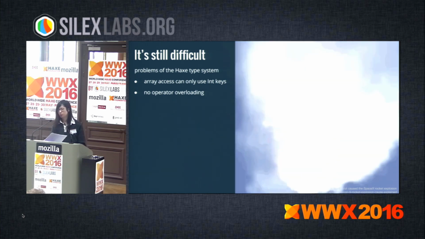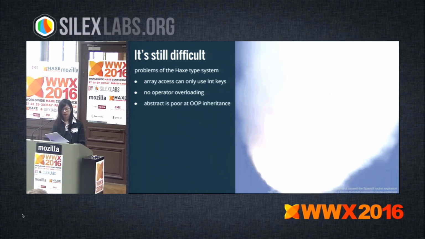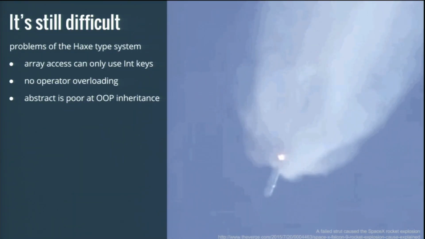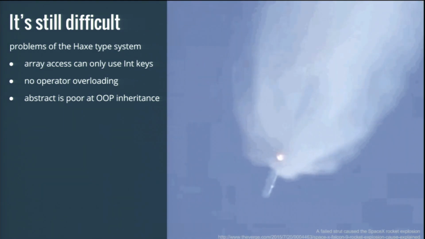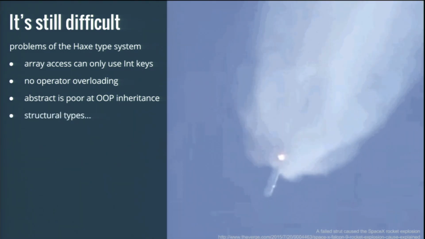We can also use abstract, but well, abstract has its shortcoming in that abstract is poor at OOP inheritance. We cannot really model the inheritance with abstracts. And there is also some problem with structure types.